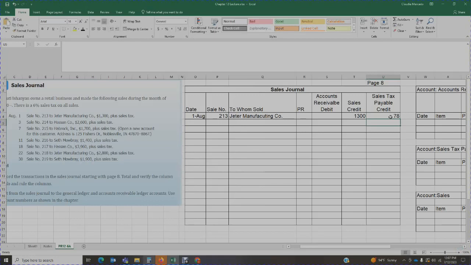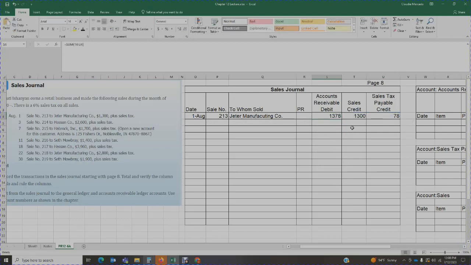Remember, when we are selling goods, we are responsible to collect the sales tax and then remit payment to the taxing entity for the state. So we made a sale of $1,300. We collected $78 in taxes, and I misspelled receivable. Let me fix that. Receivable. Okay, there we go. So going back, we made a sale of $1,300 and collected $78 in taxes. The total that we have to collect from Jeter is the sum of these two. We're going to add those two together, and that's going to give me $1,378.